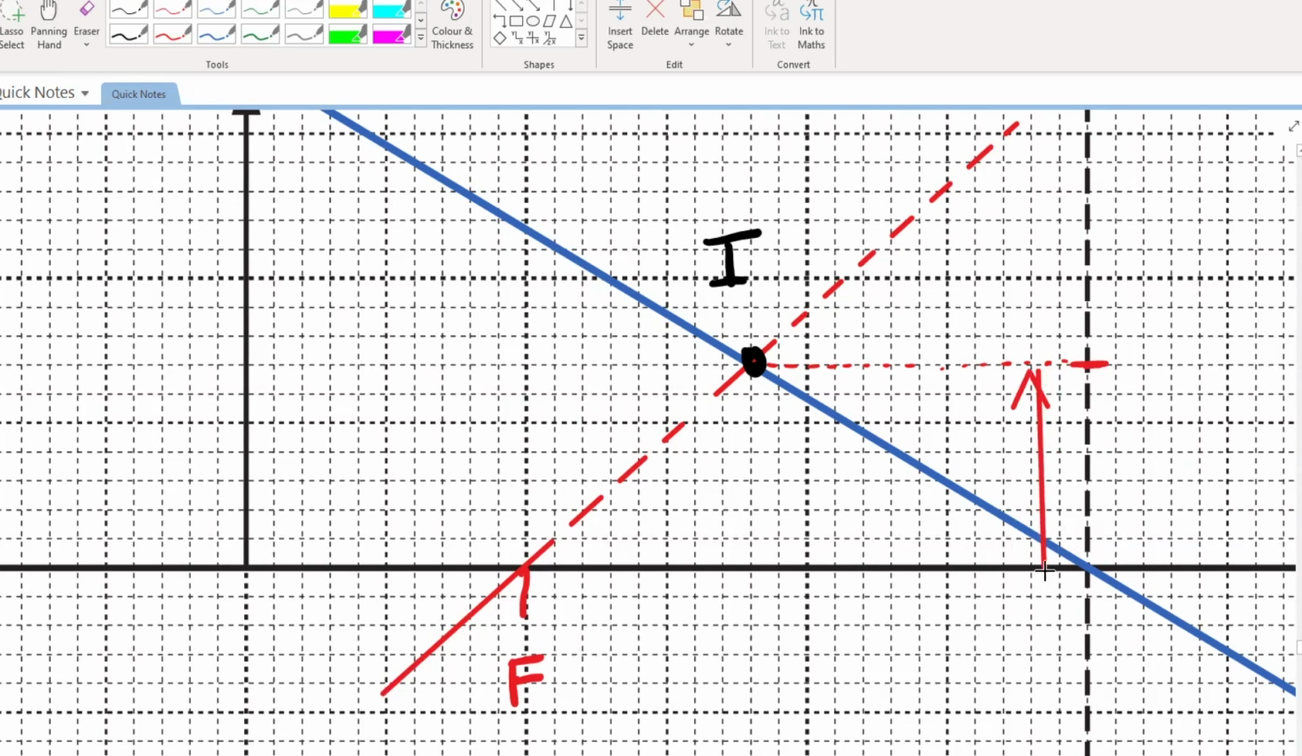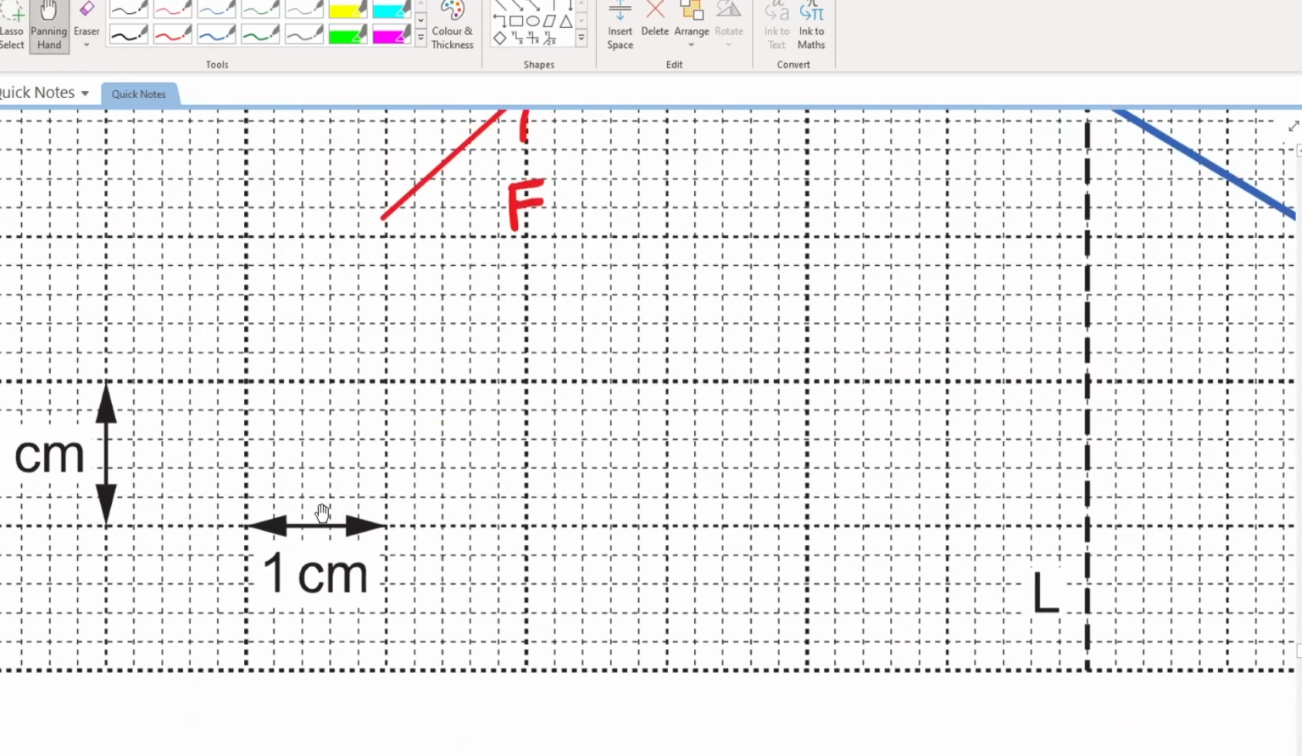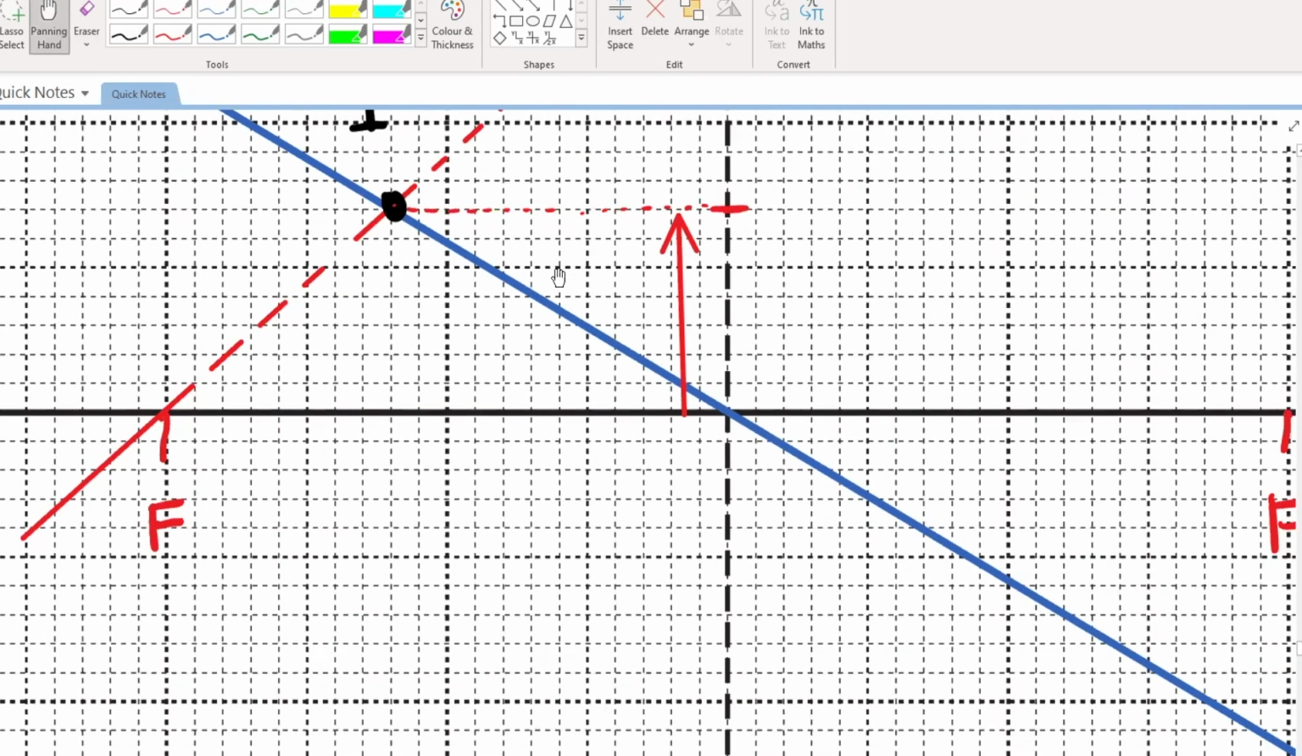Why? Because you know कि 1 सेंटीमीटर कितने बॉक्सेस कवर कर रहा है? 1 2 3 4 5. So 1 सेंटीमीटर की हाइट is being covered in 5 boxes. How many boxes are these? चलो, let's count it out. These are 1 2 3 4 5 6 7. So if 5 boxes is covering a height of 1 centimeter, 7 boxes will cover a height of what? 7 boxes will cover a height of 1.4 centimeter. The height of the image is 1.4.